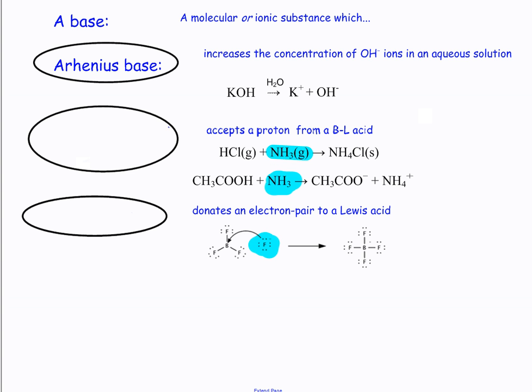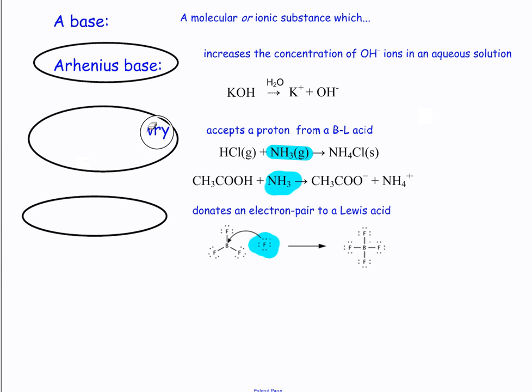Just like we talked about the idea that an acid has a pH less than 7, a base has a pH greater than 7. Bases can be molecular or ionic substances, and the narrowest definition is an Arrhenius base. This is one where, when it's dissolved in water, it increases the concentration of hydroxide ions. So the example is potassium hydroxide. Dissolve it in water, and we get hydroxide ions.